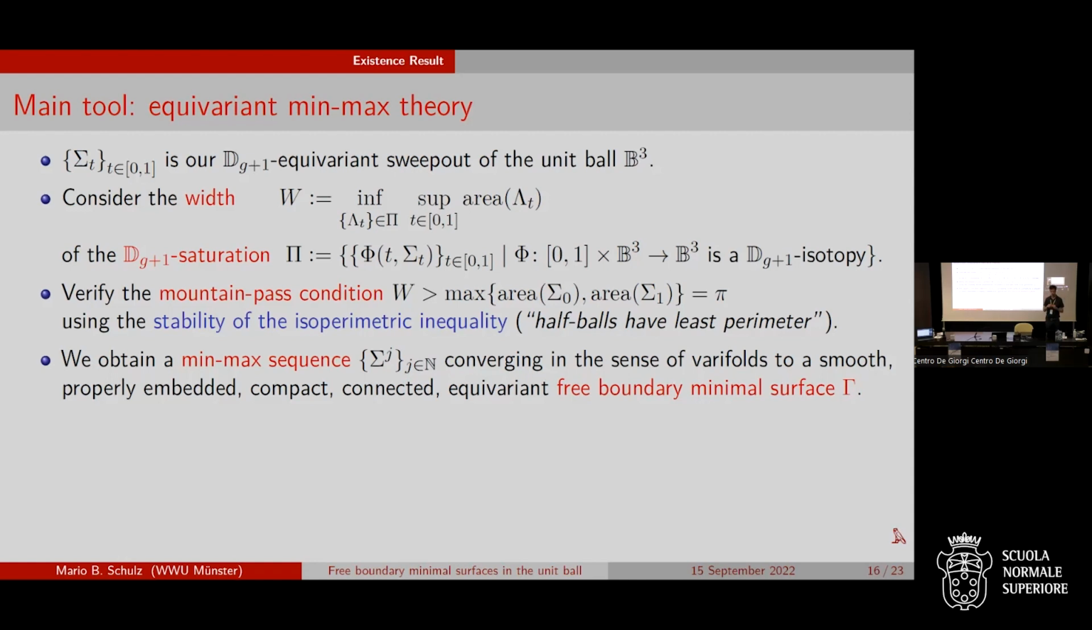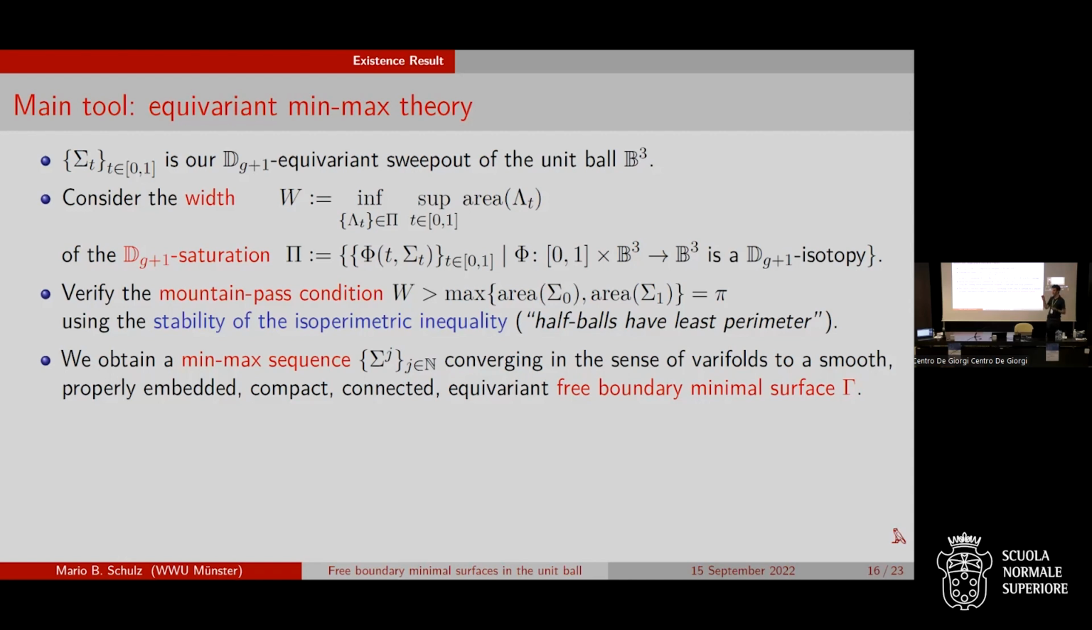In our case, we proved that using the isoperimetric inequality. In this case, it states that half balls have least perimeter, right? And in particular, if you're close to the perimeter of a half ball, which is pi, then you're actually close to the half ball itself. So a surface which has area close to pi will divide the ball into something close to a half ball. That's the stability of the isoperimetric inequality.